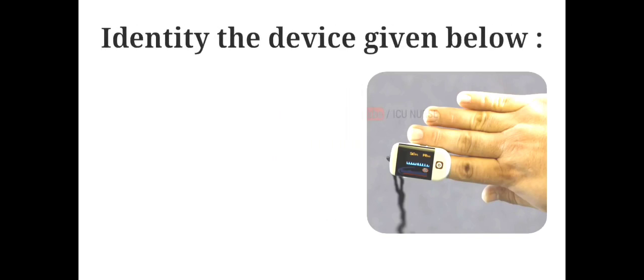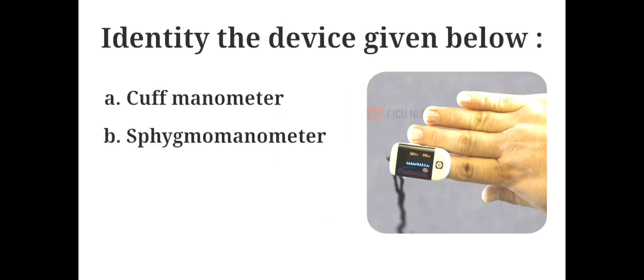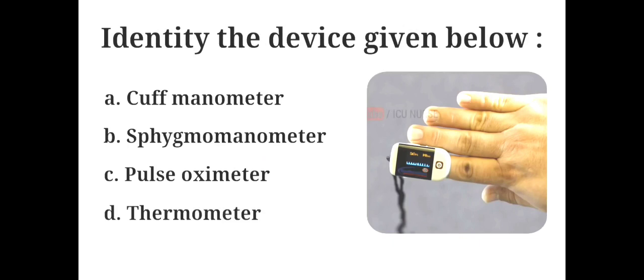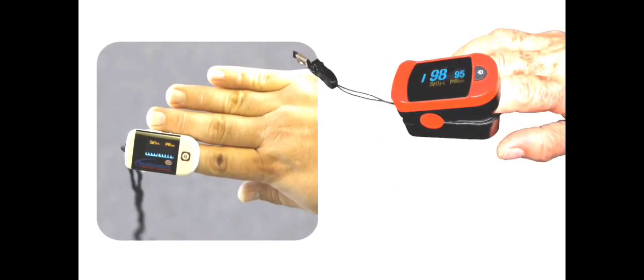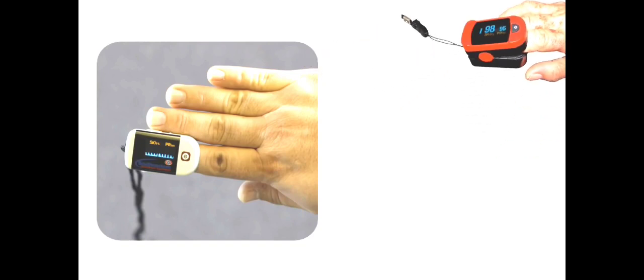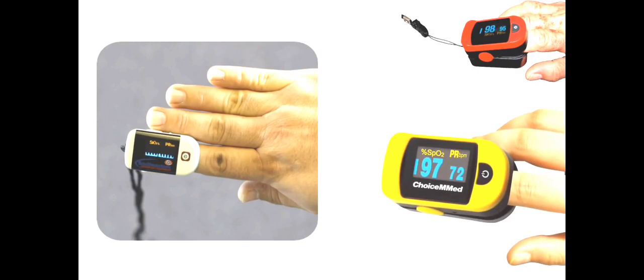Identify the device given below. A. Cuff manometer. B. Sphygmomanometer. C. Pulse oximeter. D. Thermometer. And the answer is C. Pulse oximeter. A pulse oximeter is a small, lightweight device used to monitor the amount of oxygen carried in the body. This non-invasive tool attaches painlessly to the fingertip, sending two wavelengths of light through the finger to measure your pulse rate and how much oxygen is in your system.